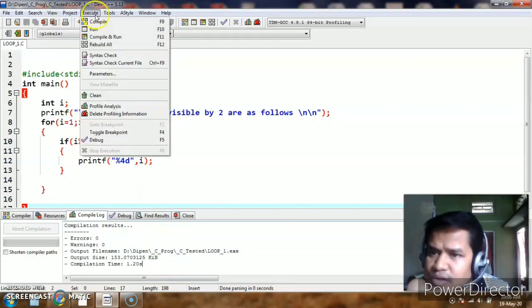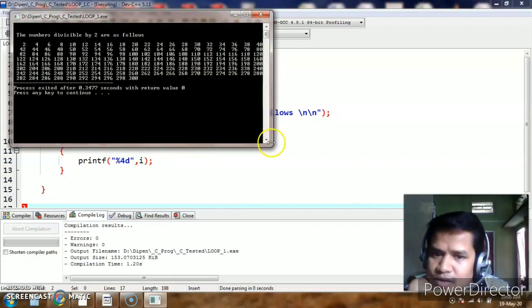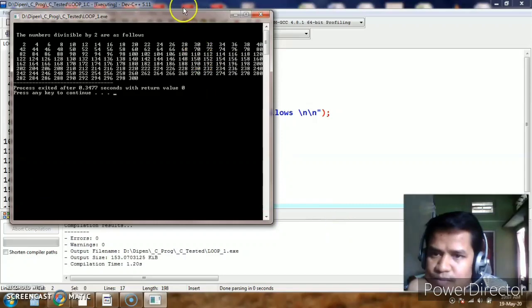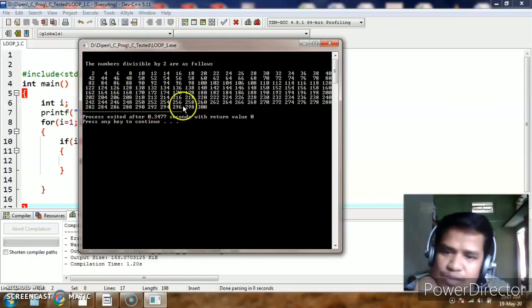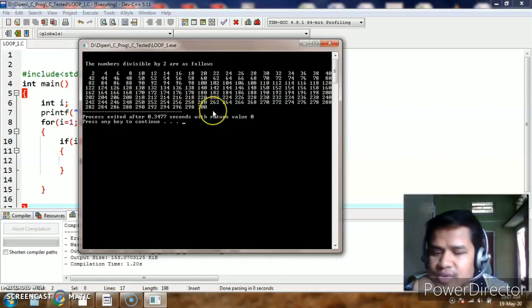That means execute. F10 can also be used, but I am using only the wizard. So run. Here you're getting the output. What is the output? The numbers divisible by 2 are as follows: 2, 4, 6, 8, 10, 12, like this, goes up to 300. These values come within a fraction of a second. How is it possible? It is possible only because of the looping, the iteration concept we are using. This is the power of a program.